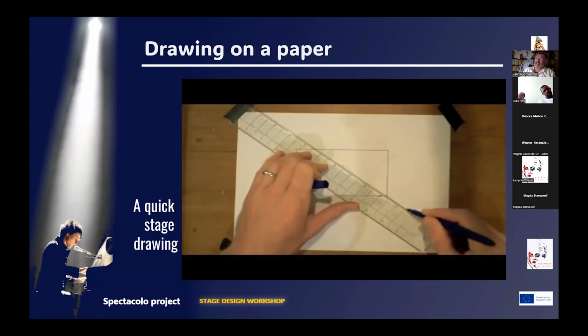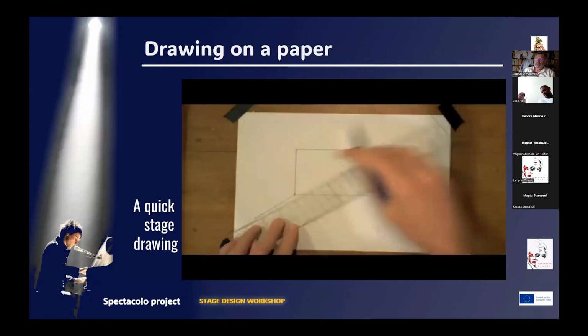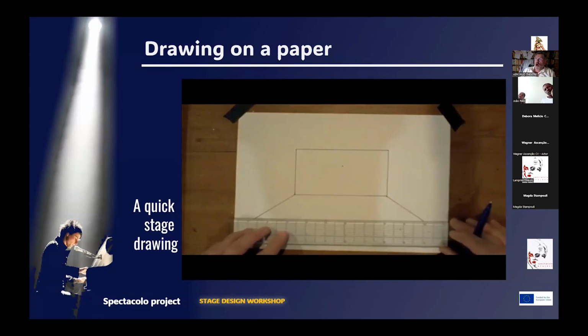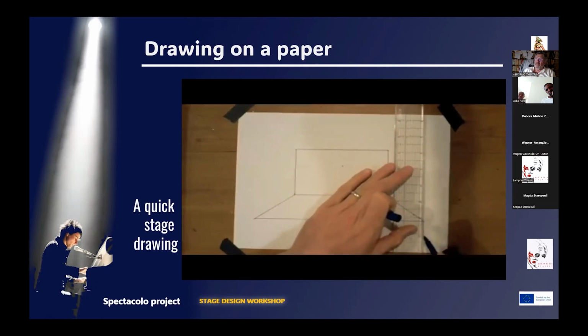You see, the first thing that he made is the vanishing point. From the lower corners, now he made all the stage as straight as possible. That serves as the floor of the stage.